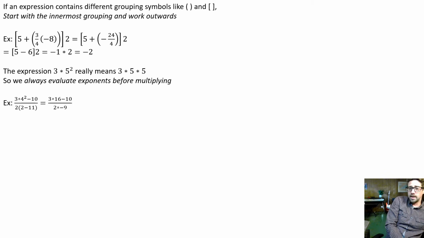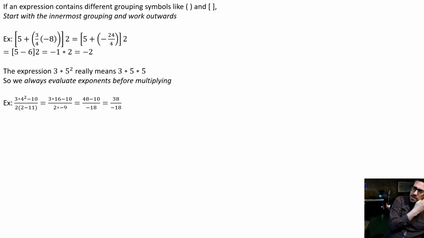All right, and then in the numerator, you do the multiplication first. 3 times 16 is 48. And then if you want, at the same time, you can go ahead and tell me that 2 times -9 is -18. Why not? All right, so finally, we have 48 minus 10 over negative 18. Now just finish the numerator. 48 minus 10 is 38. And we know that a positive divided by a negative is negative.